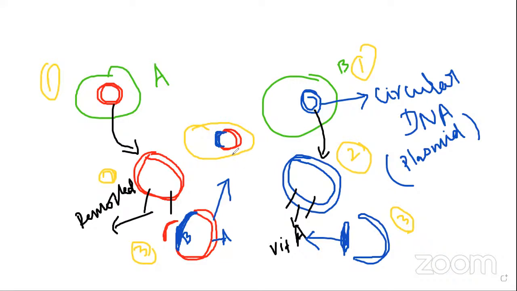So this is the fourth part. Fifth process: now inside the host, this is the host, maximum they use E. coli as the host. E. coli.